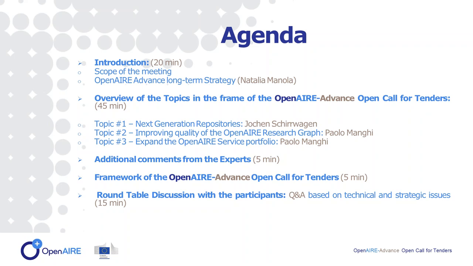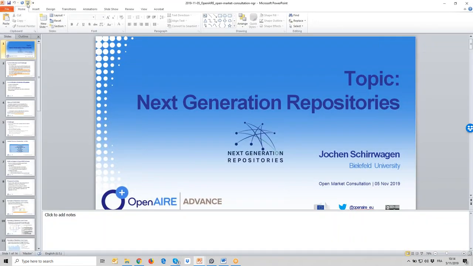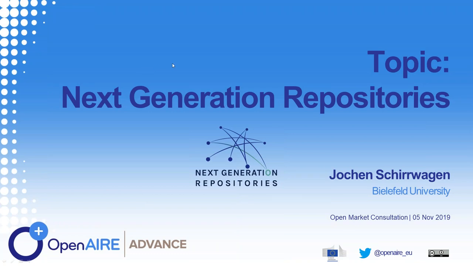Thank you, Natalia, for this fruitful presentation of the OpenAIRE Advance long-term strategy, scope and activities. Are there any questions at this point? Okay, if not, then I think that we can proceed with topic one, next generation repositories. Jochen, if you are ready, I will share the presentation that you sent me earlier with the participants. Is it clear? You can tell me when you want me to proceed to the next slide.